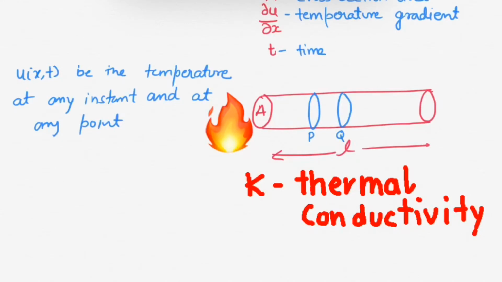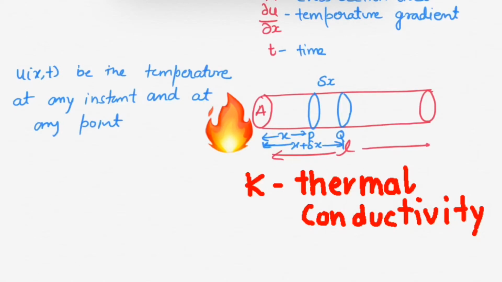Suppose the length of this element is delta X. Now suppose the distance of point P from this end is X, and the distance of point Q will be X plus delta X.